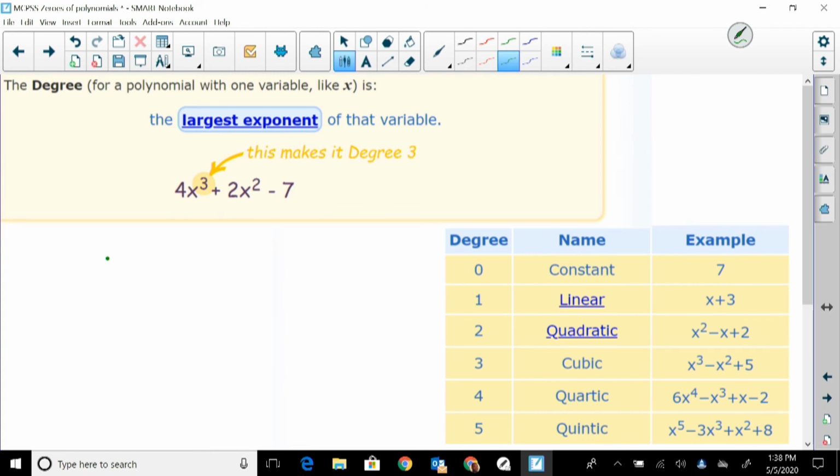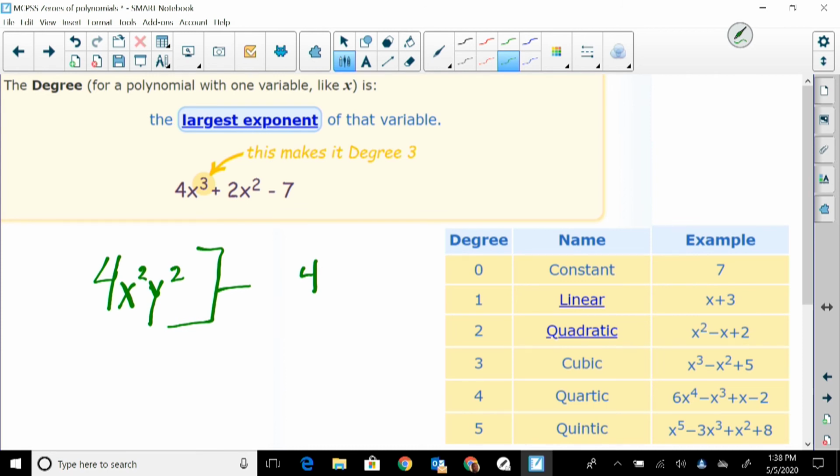If we had 4x squared y squared, this degree is 4 because it is the sum of the exponents. So that does come up from time to time.